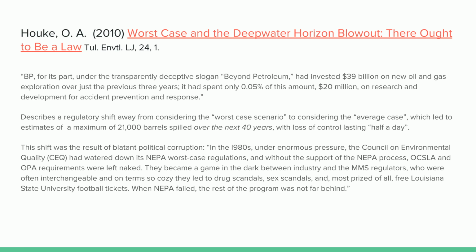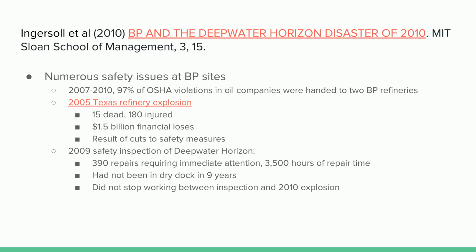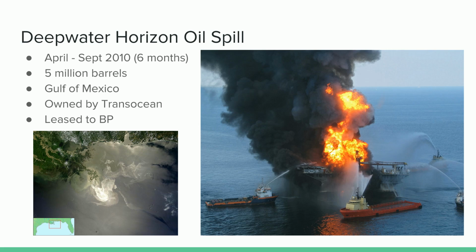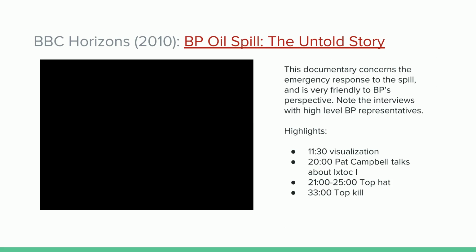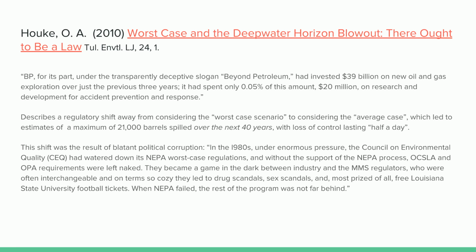Right. So a few weeks after Obama says that these things don't happen, the worst oil spill in history happens, spilling 5 million barrels, significantly more than those 21,000 barrels. And it takes, 9 months, 7 months? Let me go back. 6 months? 6 months to correct.